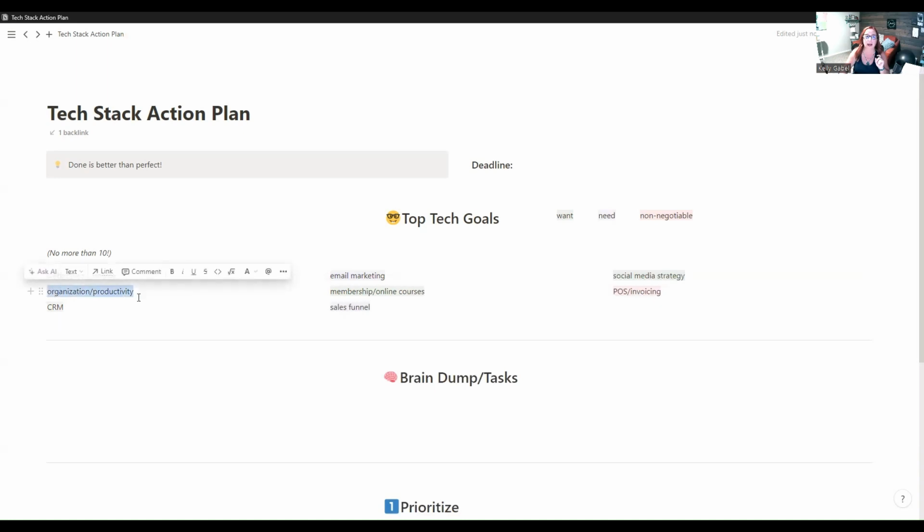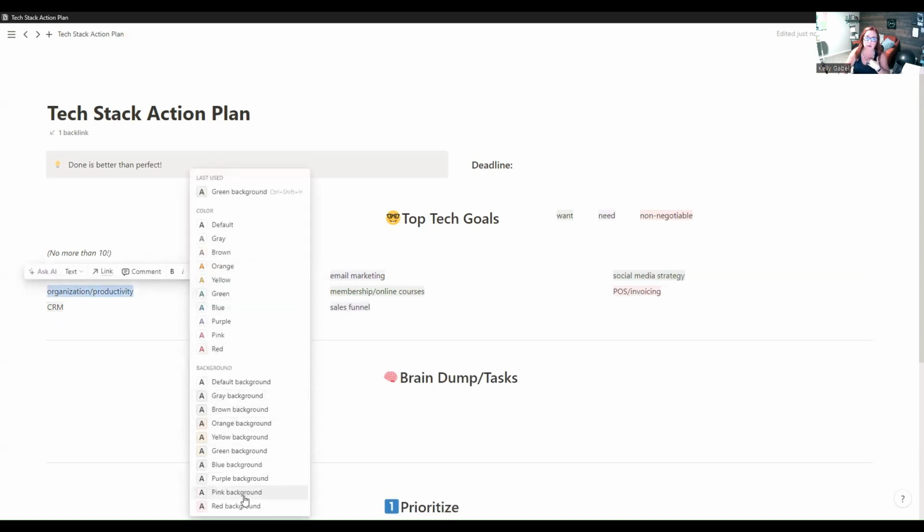Organization and productivity. This is a non-negotiable. So I don't care what kind of business you have. Organization and productivity, a way to determine how you run your business, is a non-negotiable. I'm just going to go ahead and say that very firm, because you have to know how your business runs. Otherwise, your business is not running. It's just happening. You're just reacting to people expressing interest in one way or another.